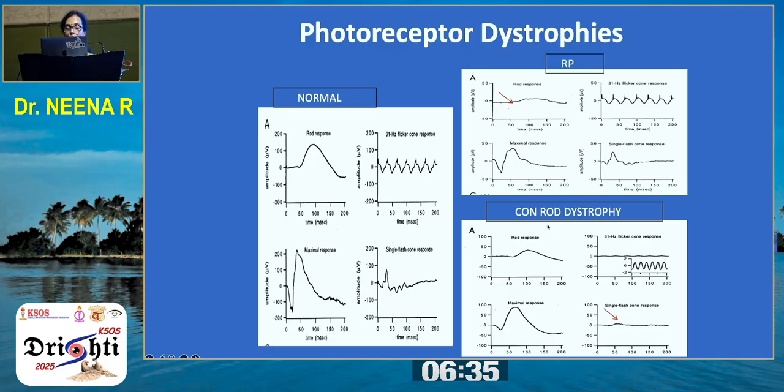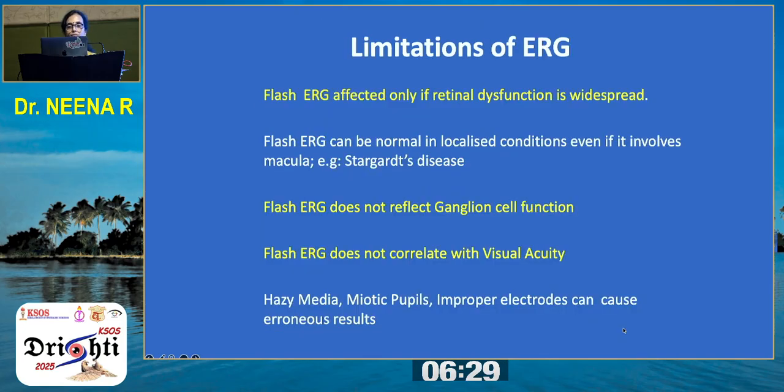In case of rod dystrophy or cone dystrophy, the rod responses may be fine, but the cone responses may be grossly diminished. I will be touching only the basics, just an overview of this. But please remember that ERG does not have a great localizing value, because the flash ERG is affected only if the retinal dysfunction is widespread.